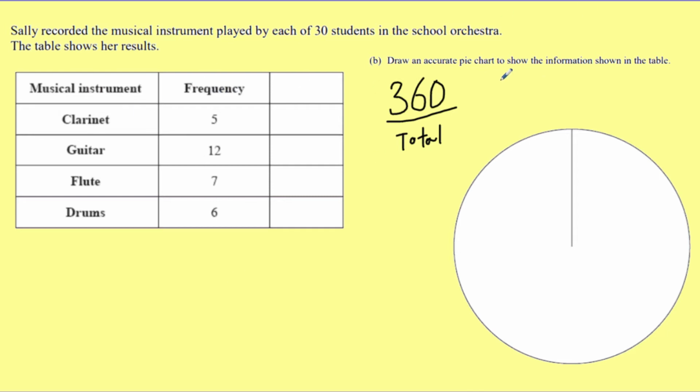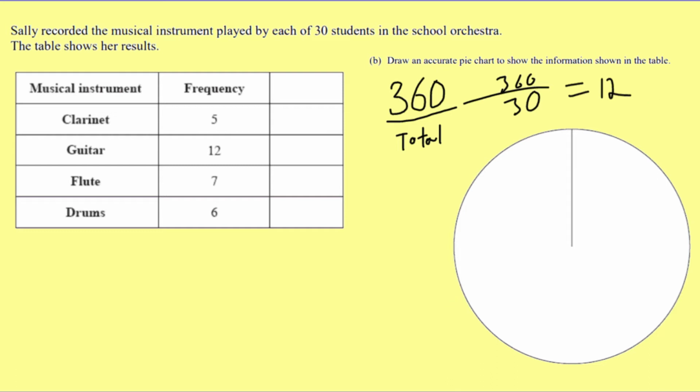So if I wanted to do that, it's going to be 360 divided by the total here. Usually it tells you in the question, but if it doesn't, all you have to do is add up these frequencies, and it gives us 30. So 360, and this is going to give us the magic number that's going to help us with everything else. 360 divided by 30 gives us 12. That means for every person, every one here, it's worth 12 degrees.